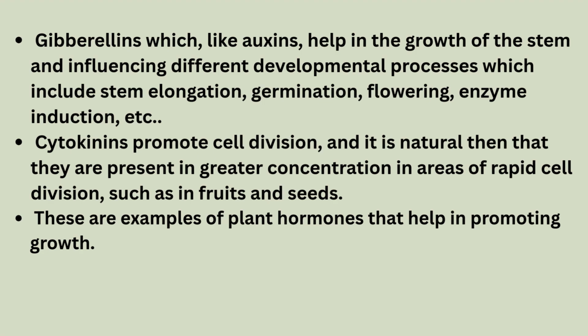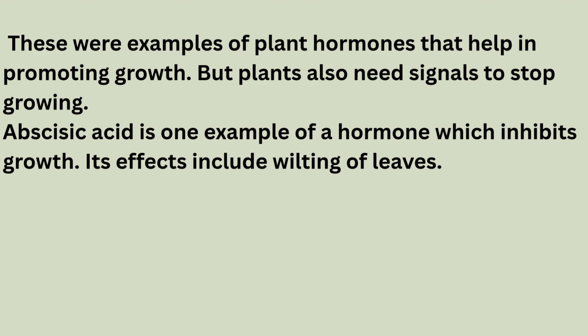The gibberellins, which, like the auxins, also help in the growth of the stem and influence different developmental processes, which include stem elongation, germination, flowering, enzyme induction, etc. Cytokinins promote cell division, and it is natural then that they are present in greater concentration in the areas of rapid cell division. What are these areas? These areas are in the fruits and seeds, and these are examples of the plant hormones that help in promoting growth.